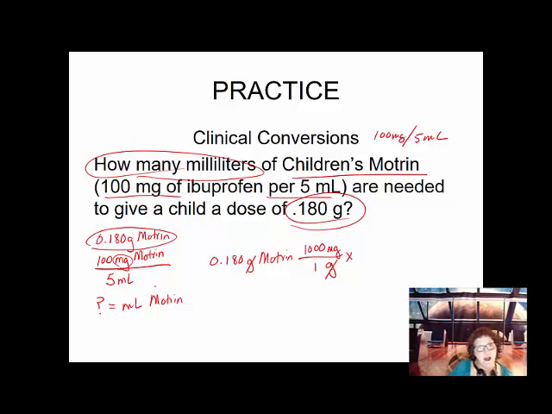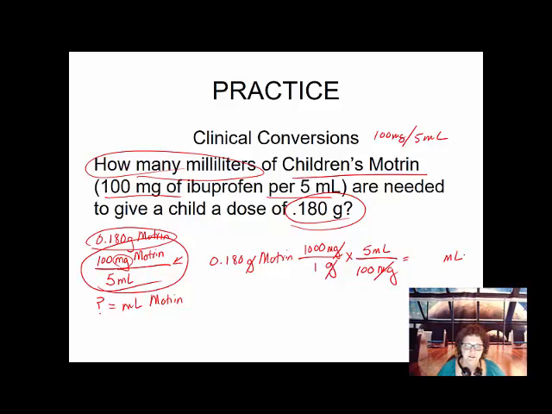Now what do I have? I have the factor that has milligrams in it. What am I going to write on the bottom? Milligrams, which means I'm going to have to turn this upside down because it can go either way. It can be 100 milligrams over 5 milliliters or 5 milliliters over 100 milligrams because it's a conversion. So the 100 milligrams goes on the bottom and the 5 milliliters goes on the top, because then the milligrams cancel and that's going to leave me with milliliters of Motrin.